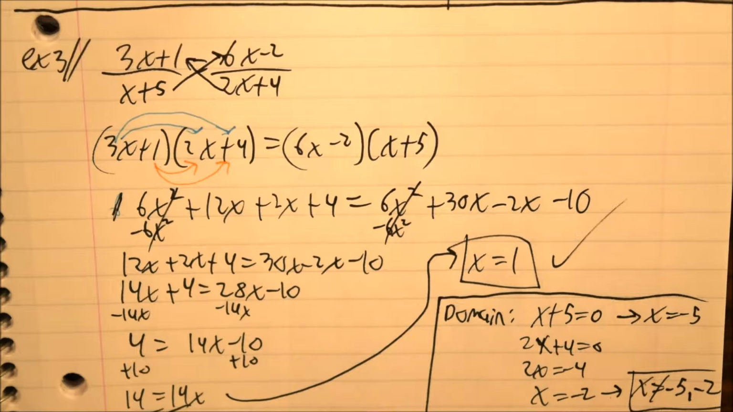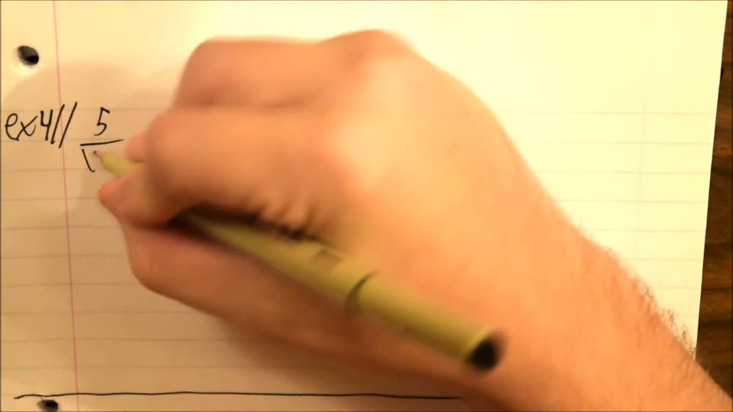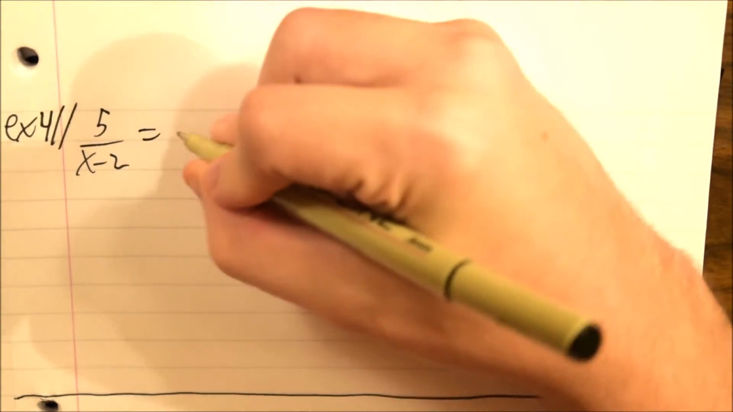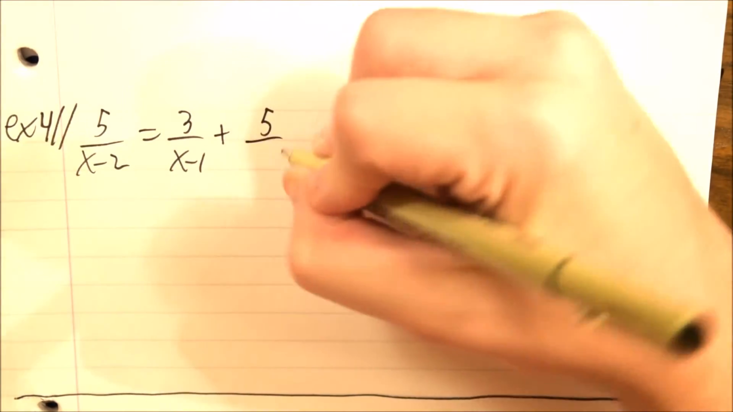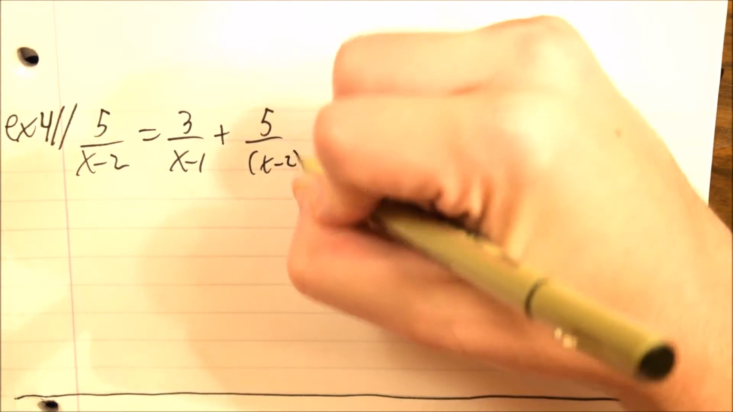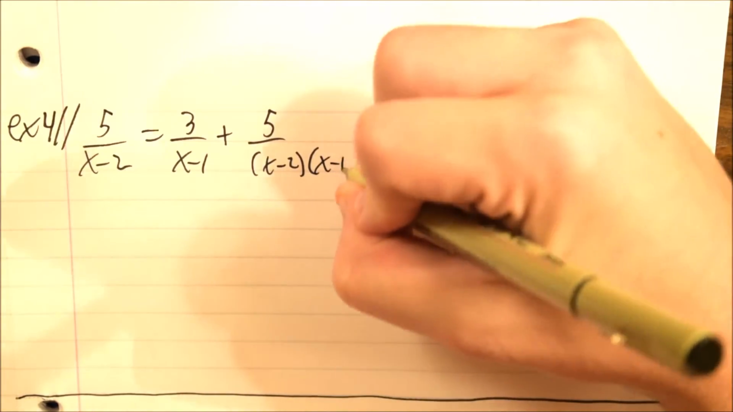Alright, so now there's one more example. Example 4. Alright, let's look at 5 over x minus 2 equal to 3 over x minus 1 plus 5 over x minus 2 times x minus 1.